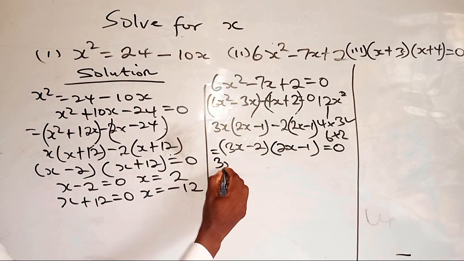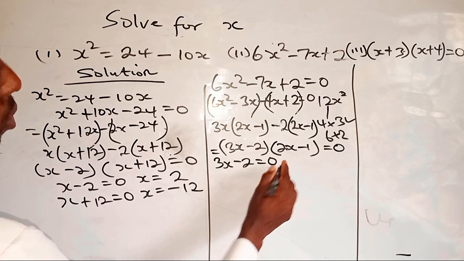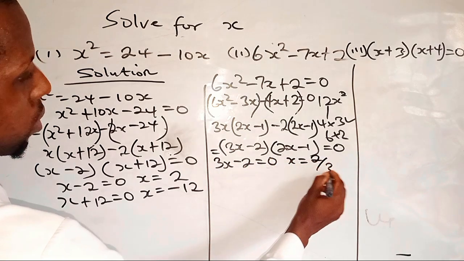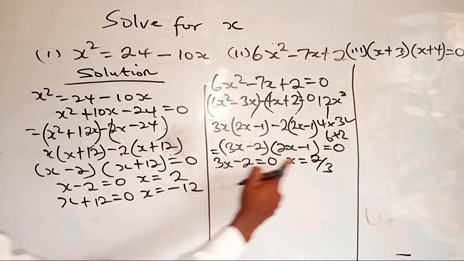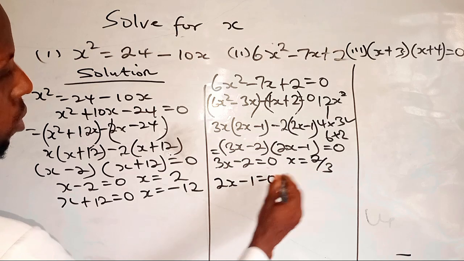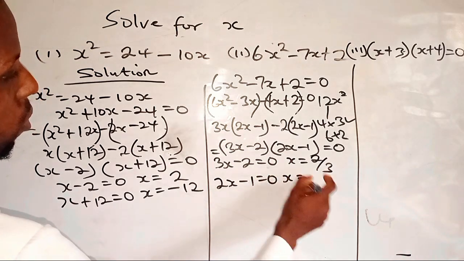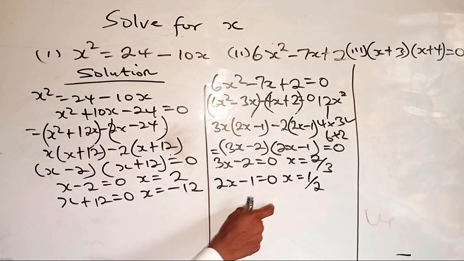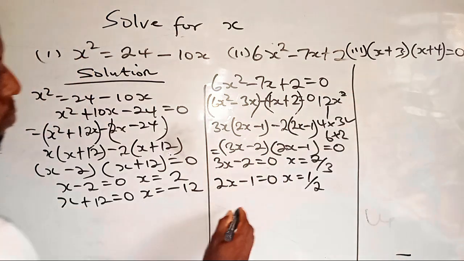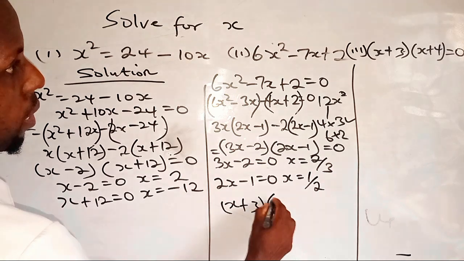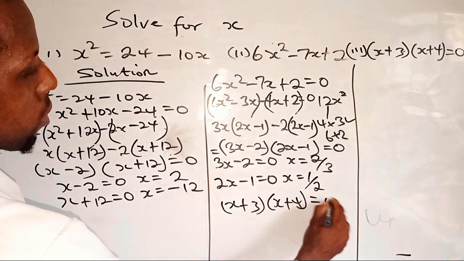So I have here 3x minus 2 equals 0. In this case, x equals 2 over 3, which is the coefficient of x when you divide it. Here you have 2x minus 1 equals 0, so x equals 1 over 2. So these are the roots of the equation. For the third one, I have x plus 3 into x plus 4 equals 0.